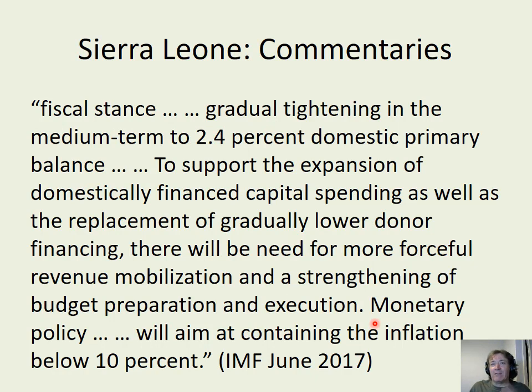On the fiscal stance, which means the balance of spending and revenue, we envisage a gradual tightening. So we're going to try and pull back the spending by the government and increase taxation to support the expansion of investment that's needed. You can't just cut spending back because you need some investment. So the other part of that fiscal tightening has got to be increased domestic revenue, increased taxation. So get the budget under control, increase the collection of local taxation, and monetary policy is going to aim at containing inflation below 10%. That's what they said in June 2017. Okay.